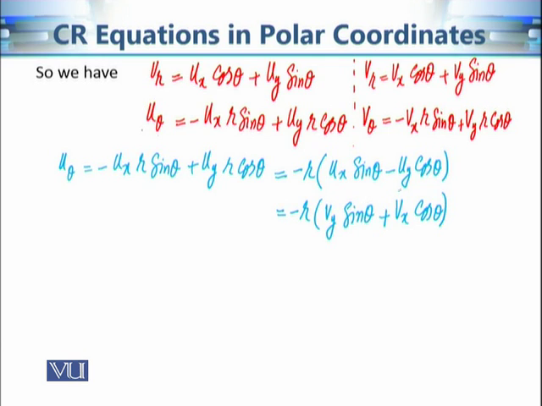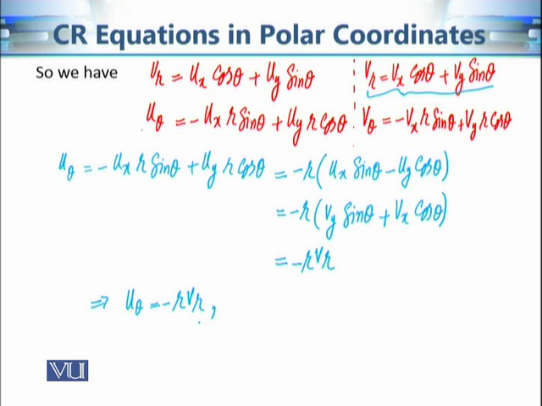Now let's see if we can recognize this expression. This is basically v_r: v_y sine theta and v_x cosine theta. So we can say that this is in fact equal to minus r v_r. So using the Cauchy-Riemann equations and these partial derivatives, which we derived using the chain rule, we can easily find the following condition: u_theta is equal to minus r v_r.